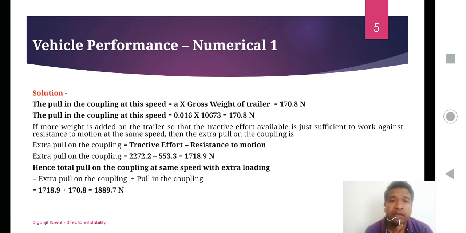Hence, the total pull on the coupling at same speed with extra loading is equal to extra pull on the coupling plus pull in the coupling. Already we have found out the extra pull on the coupling. We calculated this as tractive effort minus resistance to motion, so the total pull on the coupling is 1718.9 plus 170.8, which is equal to 1889.7 Newton. So this is our value for total pull on the coupling at same speed with extra loading.